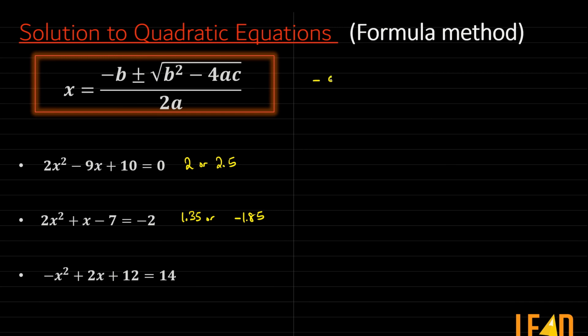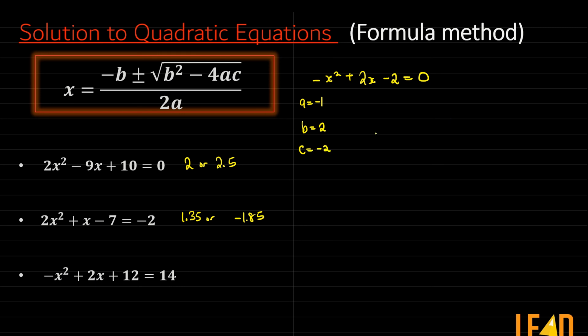I have minus x squared plus 2x plus 12. If I bring the 14 over, that will become minus 14. If I add them up, that should give me minus 2, is equal to 0. That's minus x squared plus 2x minus 2 is equal to 0. So a is negative 1, b is 2, and c is negative 2.